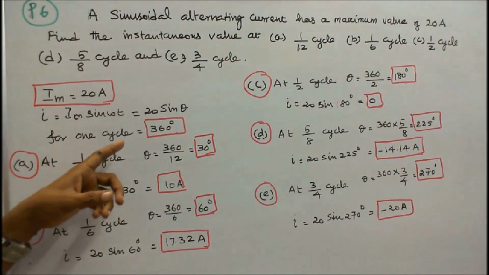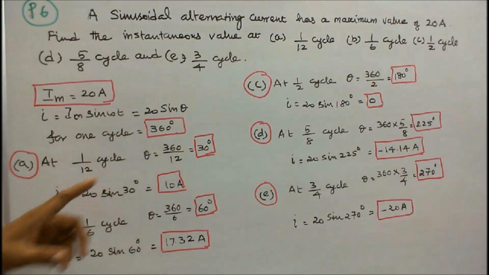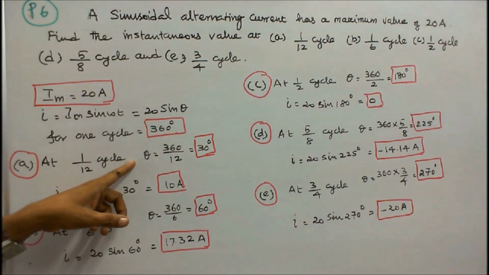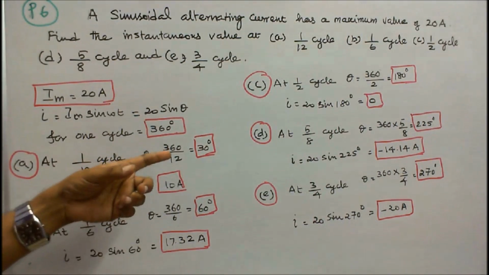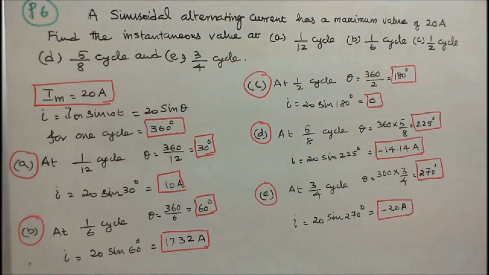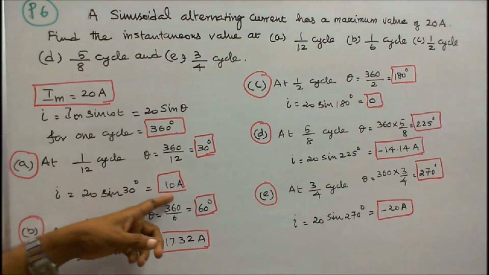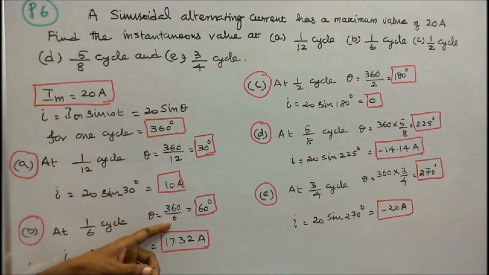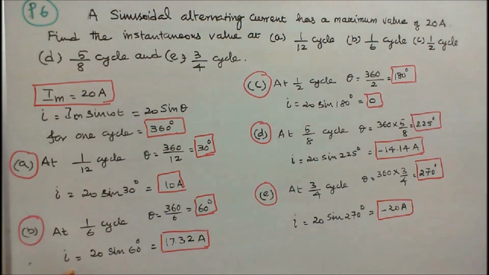One cycle is equal to 360 degrees. At 1 by 12 cycle, theta is equal to 360 by 12, that is equal to 30 degrees. Therefore, the instantaneous current is equal to 20 into sine 30, that is equal to 10 amps. At 1 by 6 cycle, theta is equal to 360 by 6, that is equal to 60 degrees. The instantaneous current I is equal to 20 into sine 60, that is equal to 17.32 amps.